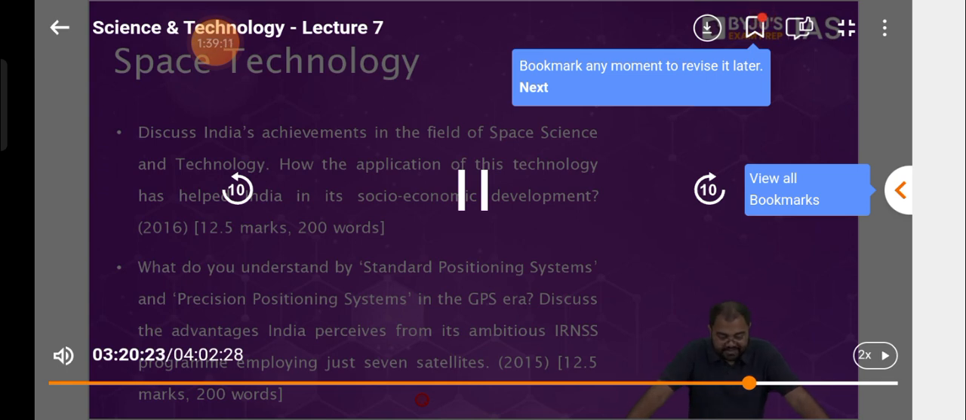Then look at this question: discuss India's achievements in the field of space science and technology. How has the application of this technology helped India in its socio-economic development? Again, a very simple question, because we are talking about all the achievements. There are two ways to write the answer to this. The achievements could be historical, right? You can historically keep on saying that this happened, that happened. So you can keep on mentioning all that.